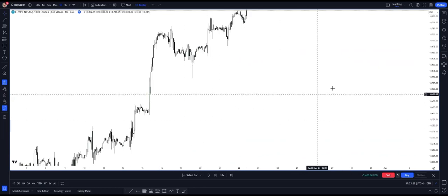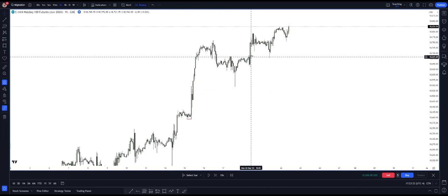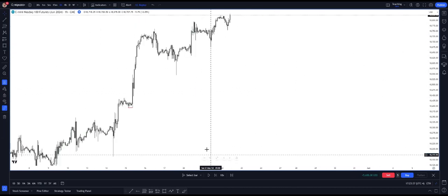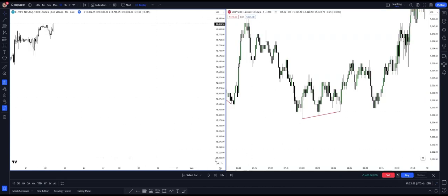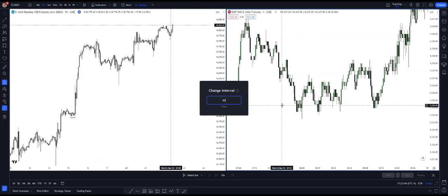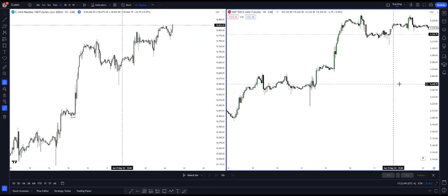Okay, I remember this one. Let's take a look at this one. This is the CPI low. There's an SMT divergence here. Now, I'm not gonna put it in replay mode anymore because I don't have to. You guys know the deal now. I'm gonna pull up ES so you can see the divergence. I'm not bullshitting.